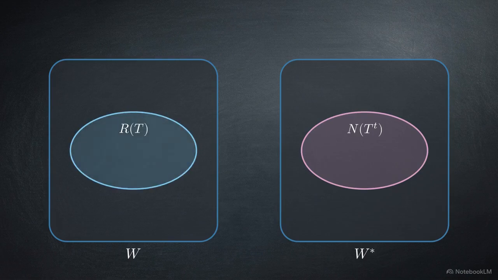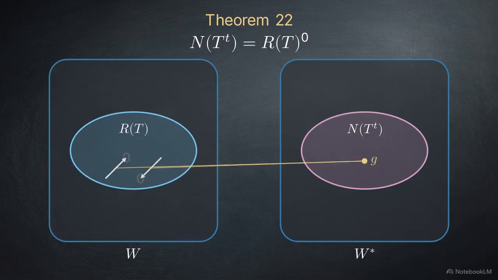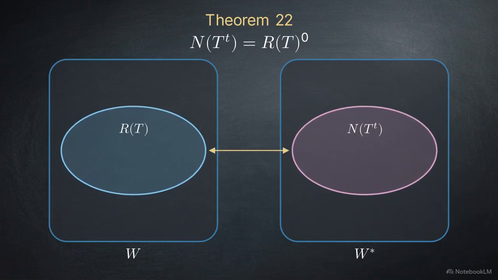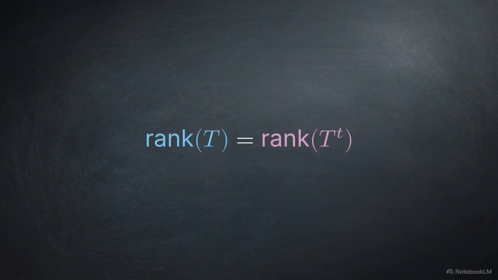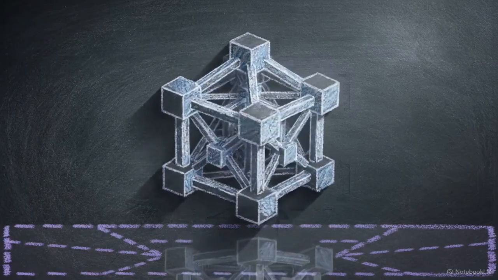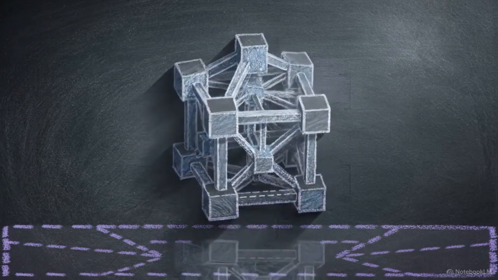Theorem 22 demonstrates that the null space of T transpose is exactly the annihilator of the range of T. If a functional maps every vector in the target range to 0, it belongs in that transpose's null space. Because the null space and the range are mathematically tethered, their dimensional sizes are linked. This results in a critical identity. The rank of T is exactly equal to the rank of T transpose. The size of a transformation's output is a geometric property that remains preserved when mirrored in the dual space.